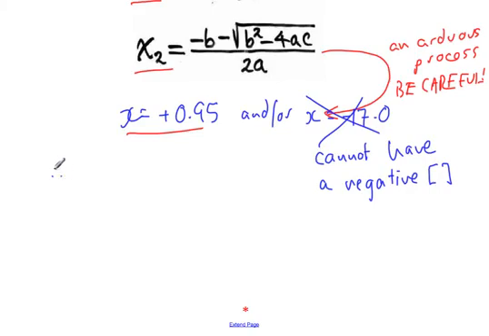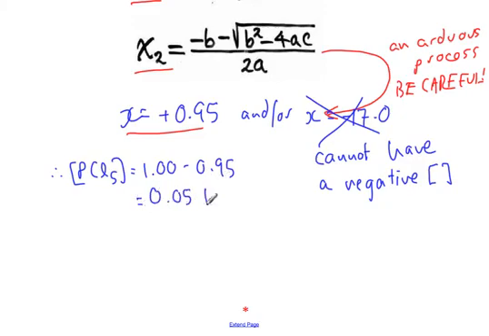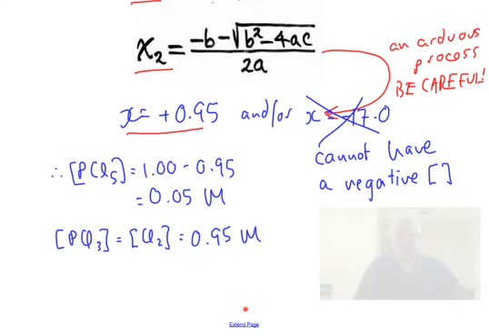So we just go back to our original variables. Our PCl5, phosphorus pentachloride, was 1.0 minus x, and so the equilibrium concentration of PCl5 is 0.05 moles per liter. The concentration of PCl3 is the same as the concentration of Cl2, which is our value of x, or 0.95 moles per liter. And so there we have our three equilibrium concentrations.